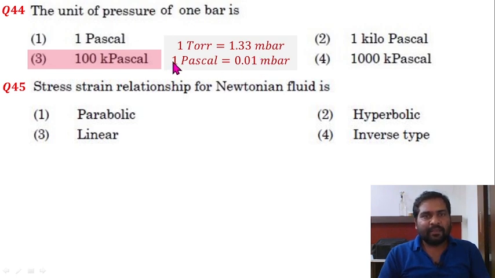That implies 10 to power 5 Pascal equal to 1 bar. 10 to power 5 means 100 kilopascal equal to 1 bar. Option 3 is correct.